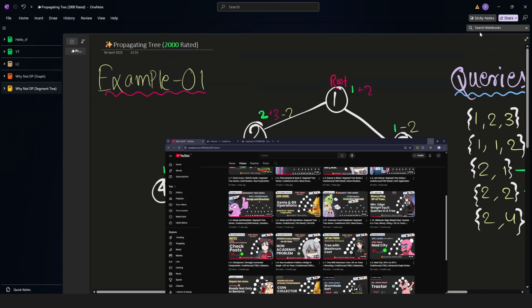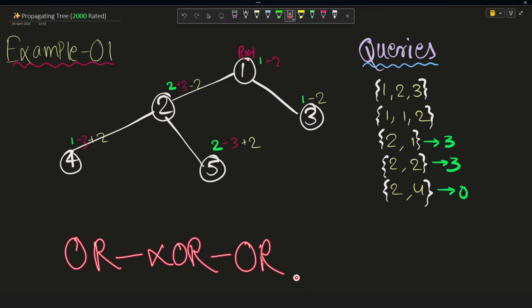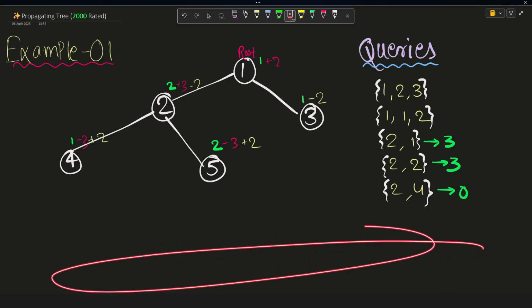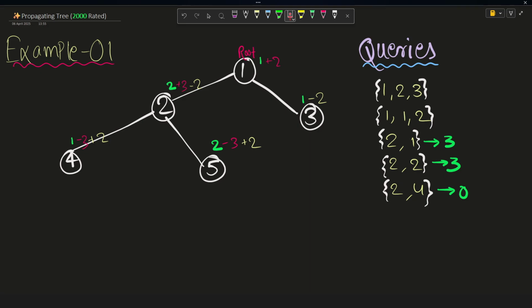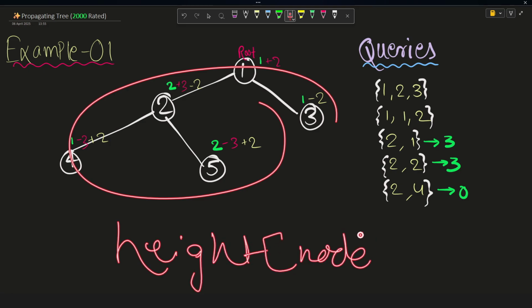So whenever we are asked to do something alternately, because in that question also we were asked to do this, that is OR, then XOR, then OR, then XOR, continuously like this, in an alternate fashion. Whenever we are asked to do these things in an alternate fashion in a tree, then the height of these nodes, or the level of these nodes, plays a very important role. Keep this in mind, right?